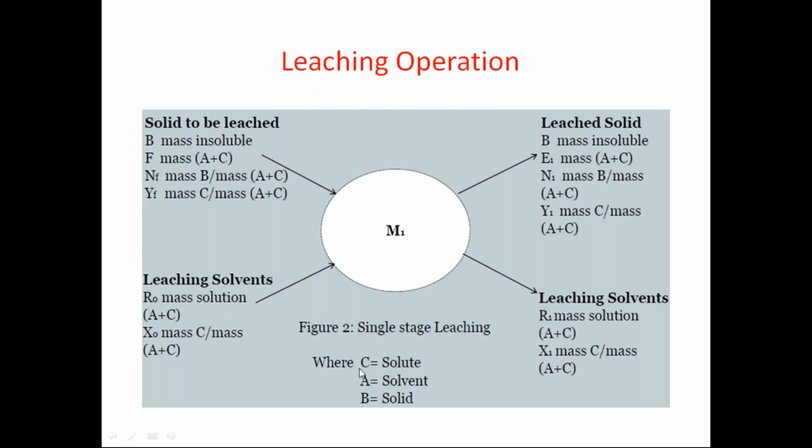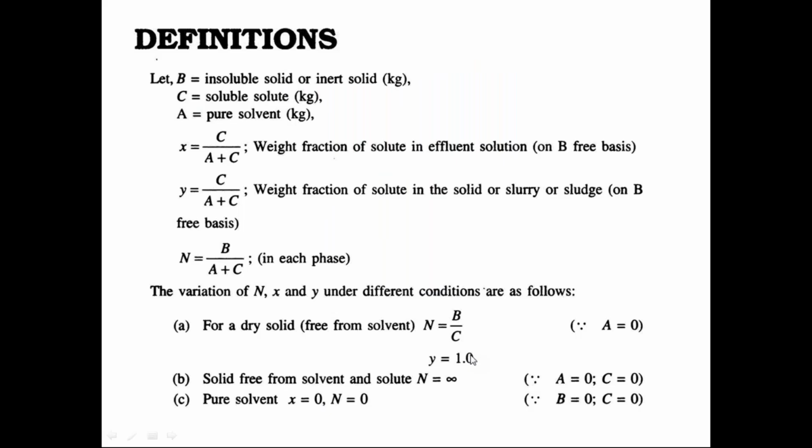So I have written here, you see, where C is the solute and A is the solvent and B is the solid. B solid means the insoluble solid. C solute means the soluble solid. You can also understand in that way. Okay. So if you just define here, let B be the insoluble solid or inert solid in kgs, C the soluble solute in kg, and A the pure solvent in kg. Then you can find out X, that is the weight of the solute divided by the pure solvent plus the soluble solute. So that will give the X.